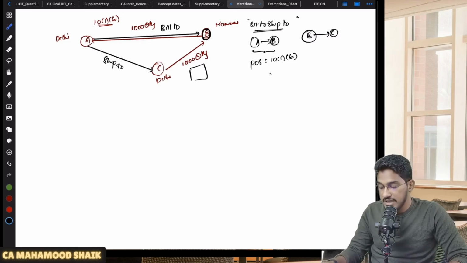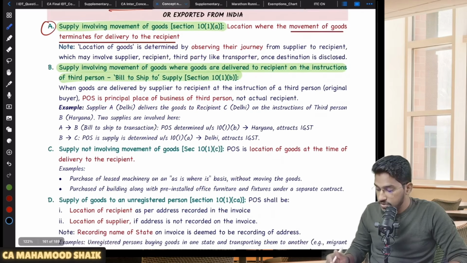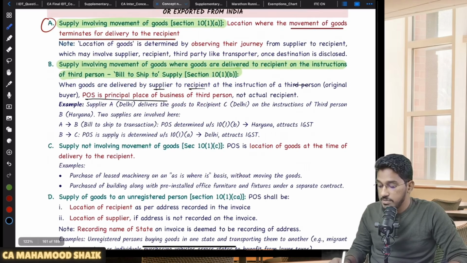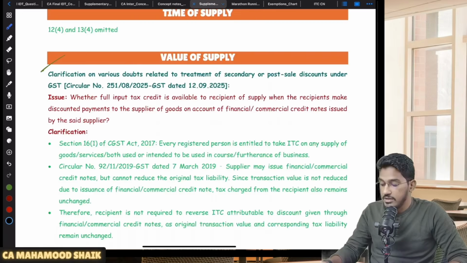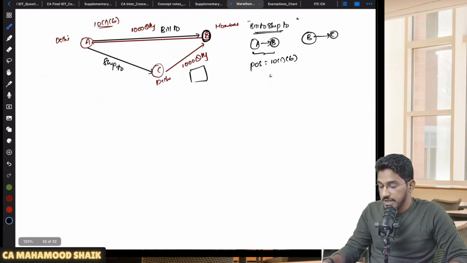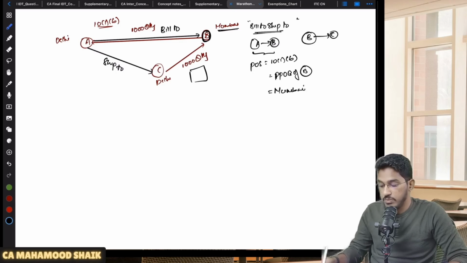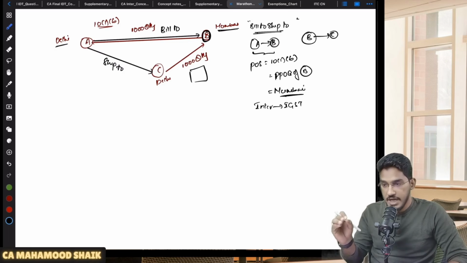But still for the transaction between A to B, what will be considered as place of supply? If you read it here, when goods are delivered by the supplier to the recipient at the instruction of a third person who is the original buyer, the place of supply is the principal place of business of the third person, which means here for the transaction between A and B, the place of supply will be considered as the principal place of business of Mr. B. Now, what is the principal place of business of Mr. B? Mumbai. So here the place of supply will become Mumbai. So for the transaction between A and B, the location of the supplier is in Delhi, place of supply is in Mumbai. It is an interstate supply. What will be levied? IGST will be levied. So for a bill to ship to transaction, it will always be deemed that as per 10 subsection 1 clause B, the principal place of business of the original buyer will be considered to be the place of supply.